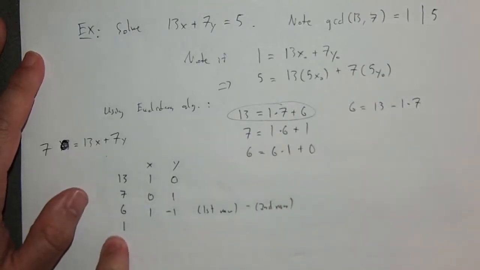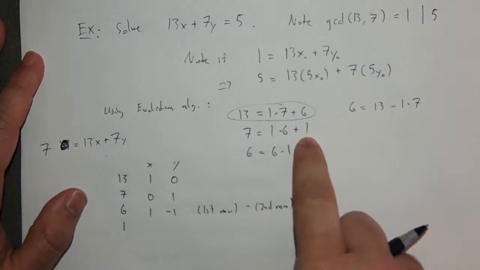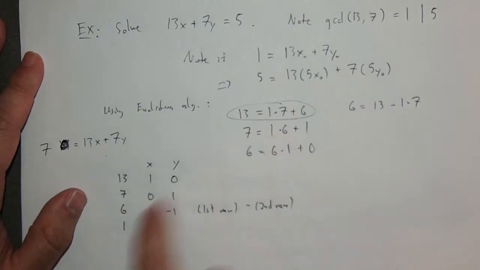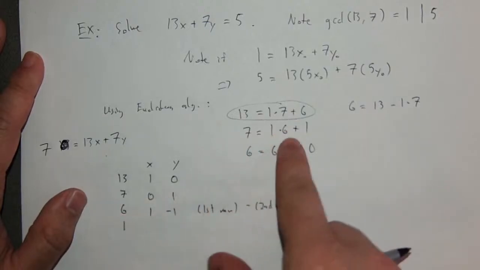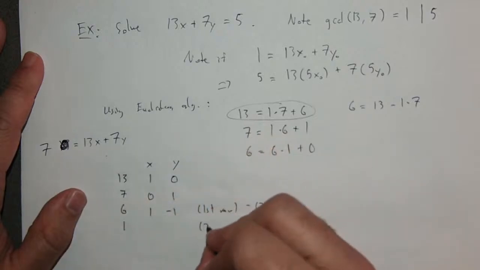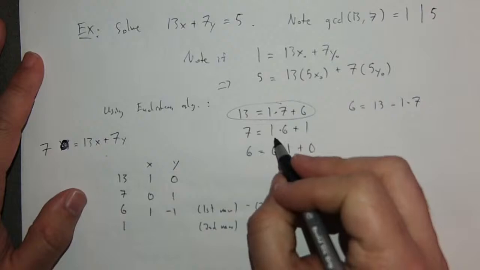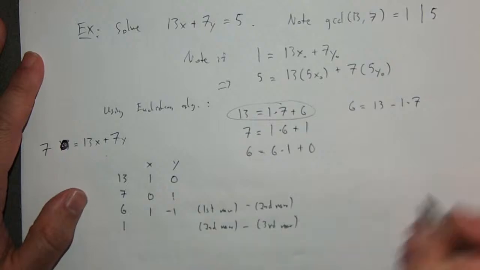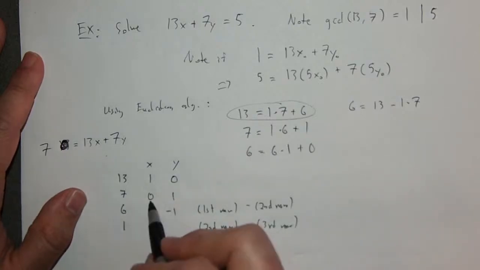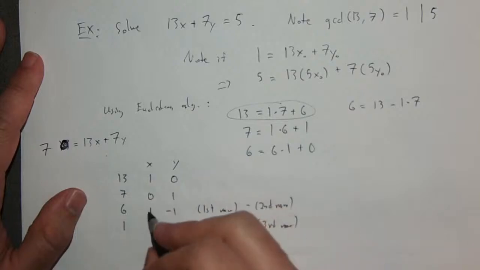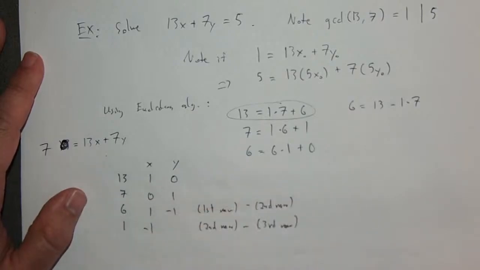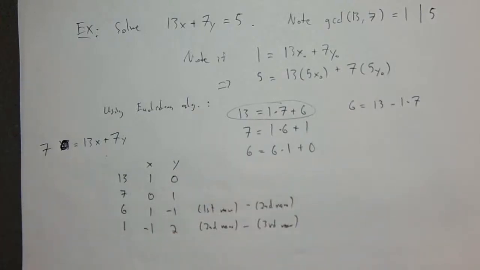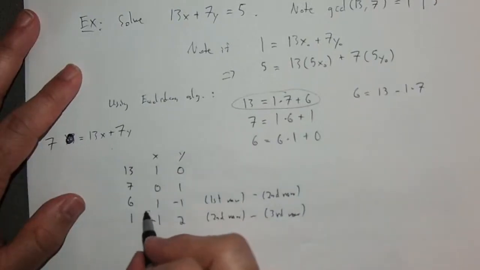And then to write 1 out here, 1 can be written as 7 minus 1 times 6, but 6 is the third row. So that is 7, which is the second row, minus 1 times 6, that's the third row, so this is minus third row. Okay, so what is second row minus third row? So second row minus third row is minus 1 here, and second row minus third row is 1 minus minus 1, so this is 2. All right, well, this is what we needed.